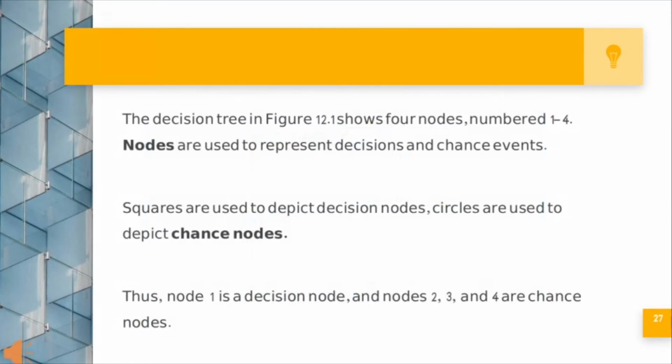The decision tree in Figure 12.1 shows four nodes, numbered 1 to 4. Nodes are used to represent decisions and chance events. Squares are used to depict decision nodes. Circles are used to depict chance nodes. Thus, node 1 is a decision node, and nodes 2, 3, and 4 are chance nodes.